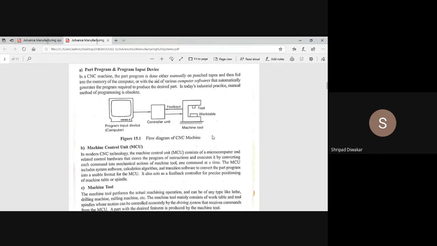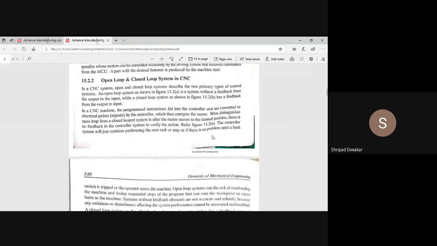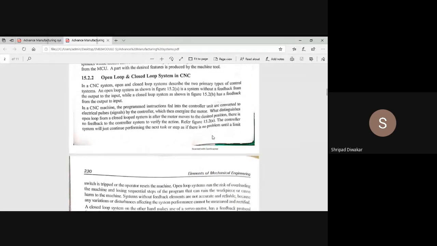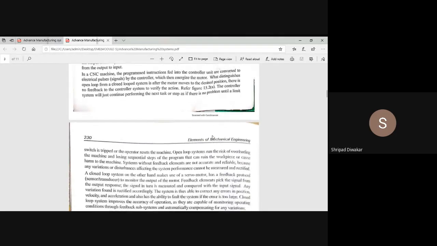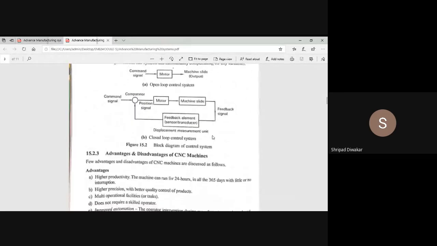In this class I'm going to discuss the two types of control system used in a CNC or computer numerical control machine. One is called the open loop control system. You can see the diagram. The first diagram is the open loop control system, and the second one is called the closed loop control system. These are the two control systems used in a CNC machine.